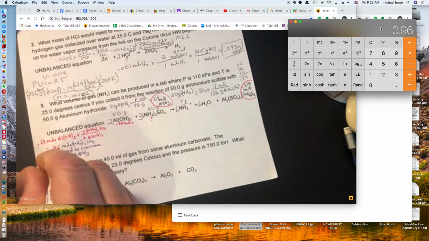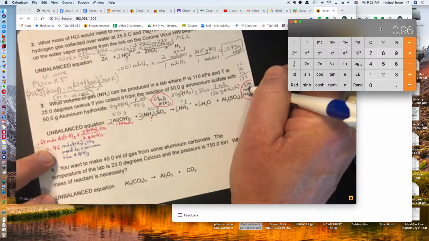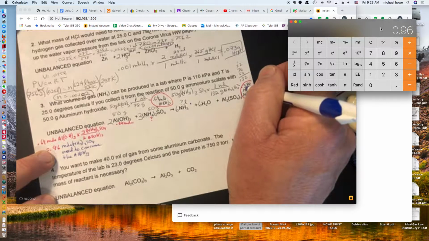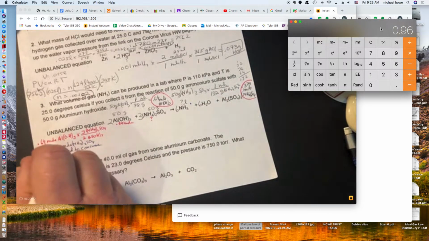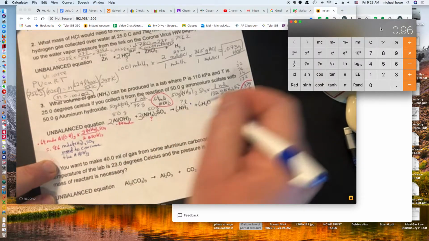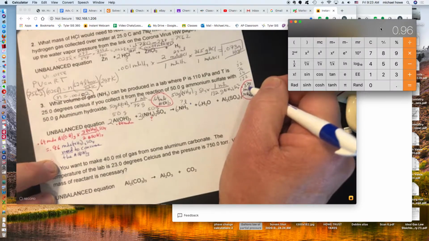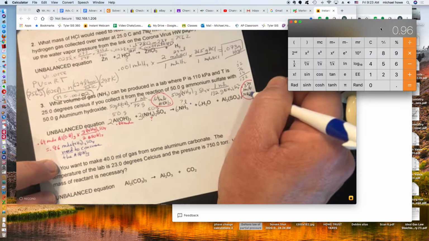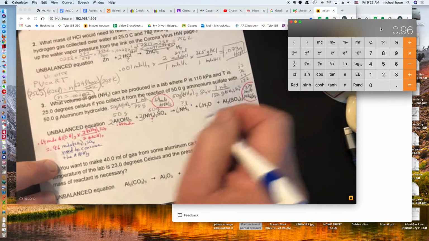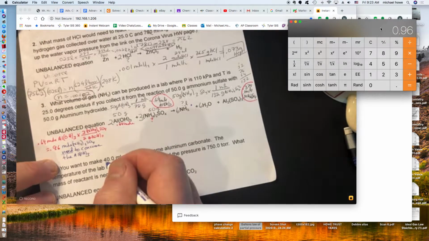So now how much did you actually have of the ammonium sulfate? Well, I circled it over here. You actually have 0.379. So do you have as much as you need? No, 0.379 is not as much as that. So that tells you that as soon as this is gone, the reaction stops. The ammonium sulfate is limiting, and the aluminum hydroxide is extra. You've got more than you need.